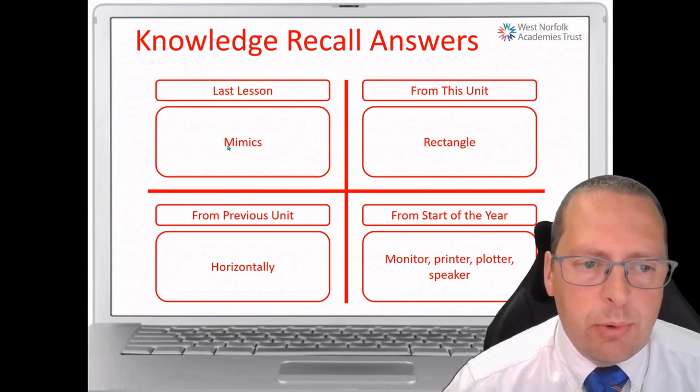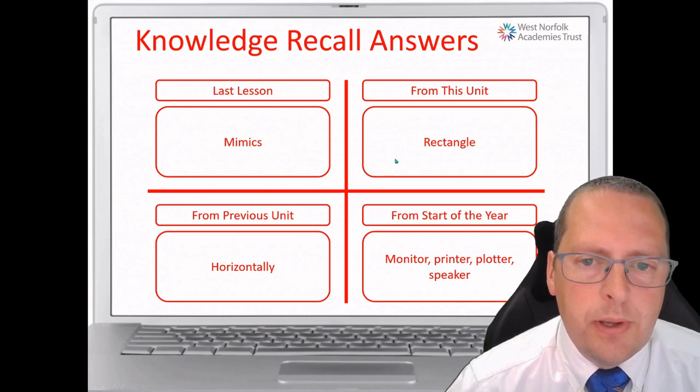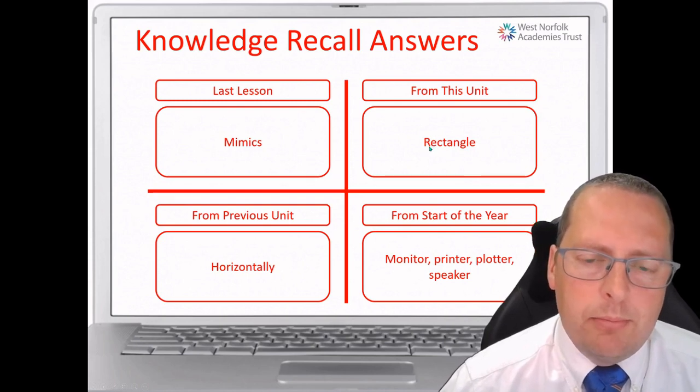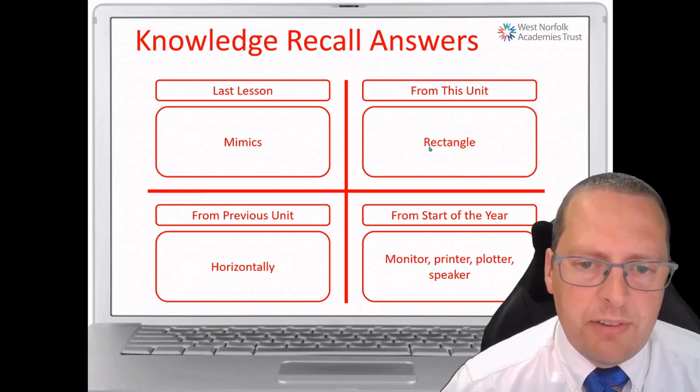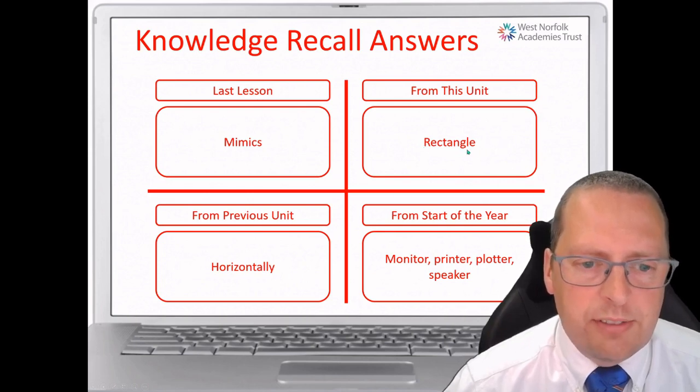Hopefully you remembered that they were called mimics. They are the images that we could control in Flowol. A delay, we use a rectangle. There is another shape for a delay. So we did look at that previously. You can have that as an answer, but generally we just use a rectangle. So it's a process for a wait.